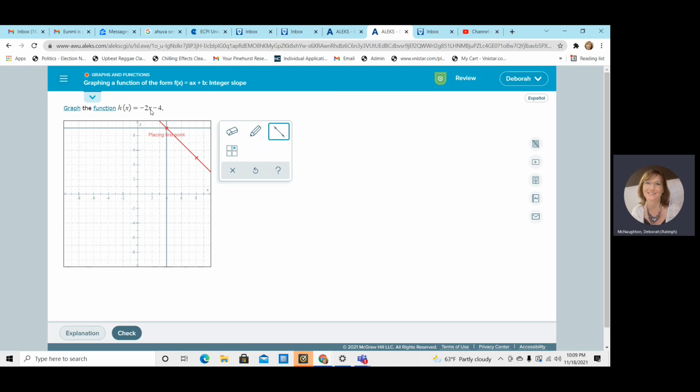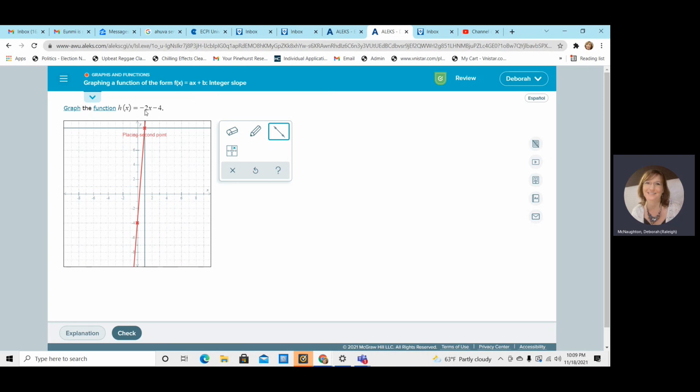And we can see when I put in 0 for x, I get -4. So we can start by graphing y is -4 when x is 0. That's my first point. Oh, and I grabbed this one, so you don't have to grab the pencil to start with. You can start with the line itself. And now we need to find another point on the line.